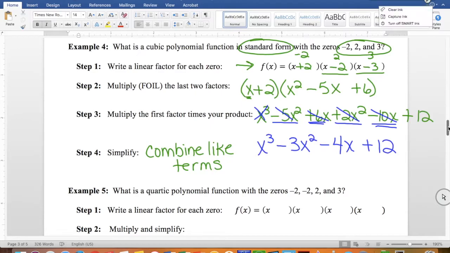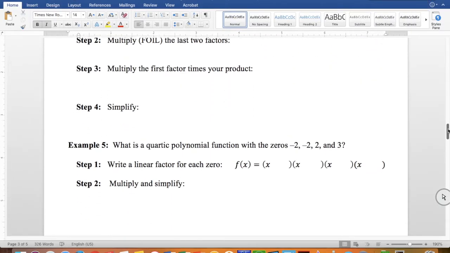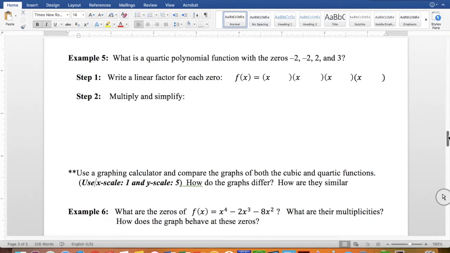So moving on to example 5. What is a quartic polynomial function with the zeros? So now we're going to a quartic, which means we're going to have 4. Notice we have 4 zeros. So that means we're going to have something that's x to the 4th. When you have 4 zeros or 4 solutions, you have x to the 4th. Okay, you know our leading degree is going to be 4 based on that.